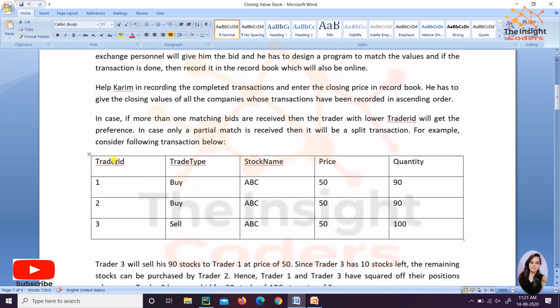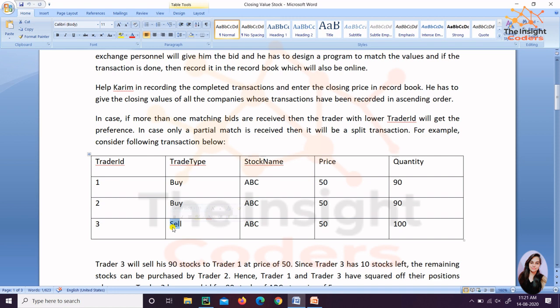See, here I have some trade list. These are the trade type, stock, price, and quantity. This would be given in the input. If the trade type is buy, that means we can purchase the item. And the item is ABC actually, and the price is 50.